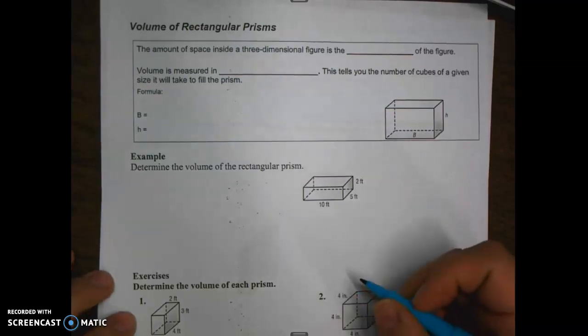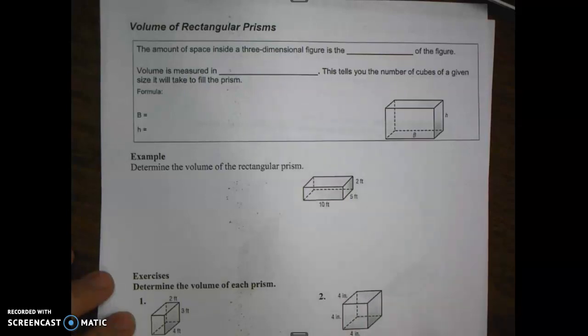Hello, we're learning about the volume of rectangular prisms today. So please copy your notes along with me. If you need to pause the video along the way, please do. You should write everything that I write.